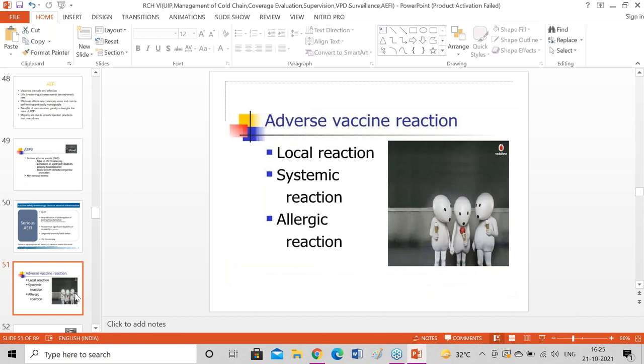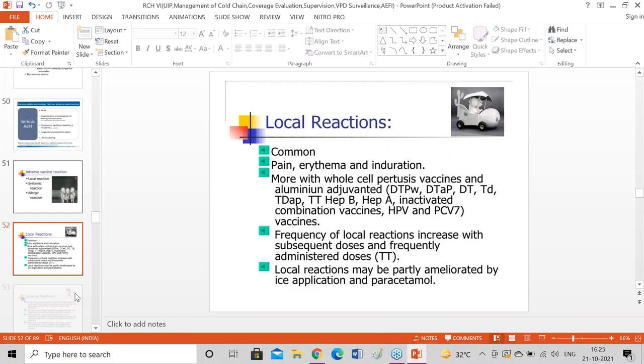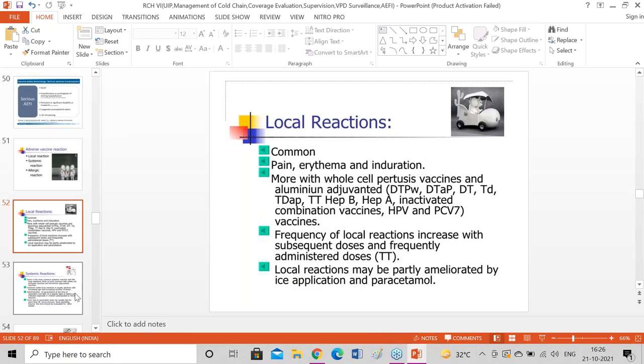Now, the reaction can be a local reaction, a systemic reaction, or an allergic reaction to the vaccine. Local reactions are very common after vaccine administration. Local reactions include mainly pain, erythema, induration. It is more seen with vaccines such as DPT vaccines, then hepatitis B and pneumococcal vaccines. Frequency of local reaction increases with subsequent and frequently administered doses. Local reaction may be partly ameliorated by ice application and paracetamol.